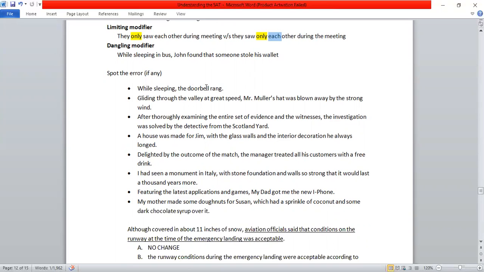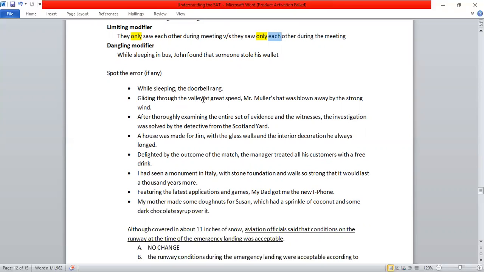While sleeping, the doorbell rang. Now before I keep telling you the answers, pause the video, look at each sentence, correct it in some copy or somewhere, and then let's discuss this further. Okay, while sleeping, the doorbell rang. Now, who's sleeping? The doorbell? While sleeping, and the subject is doorbell, which is wrong. It needs to be while sleeping, he, she, I, anybody. I need the subject. While sleeping, I heard that the doorbell rang. That would become a complete and correct sentence.